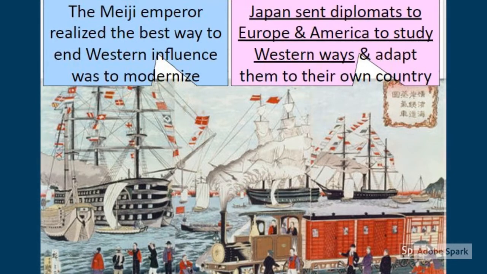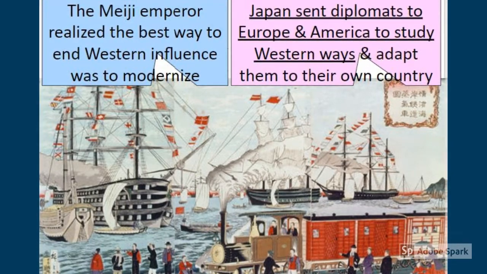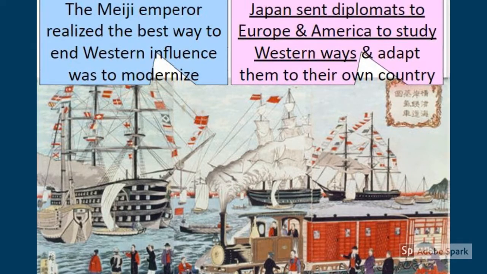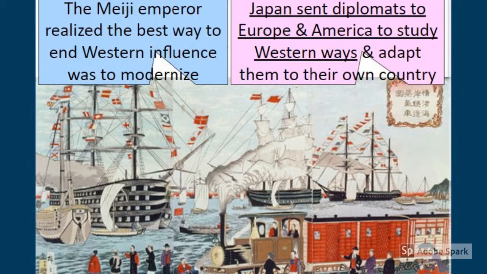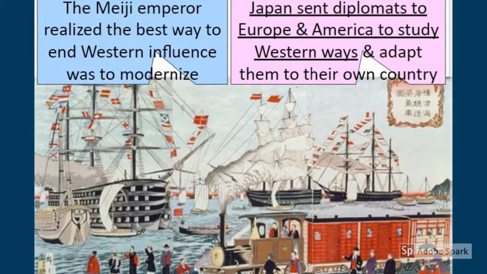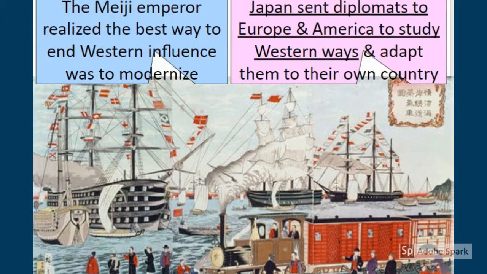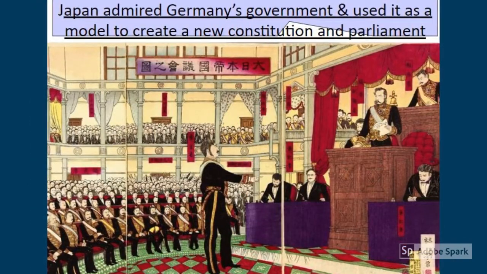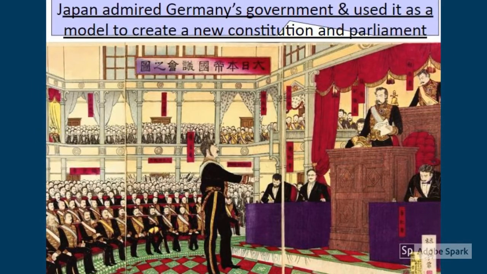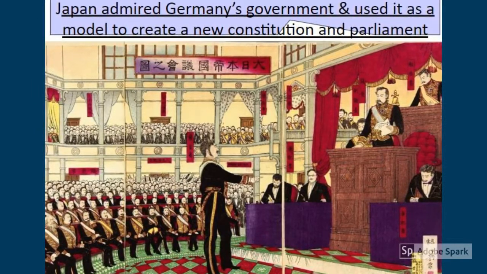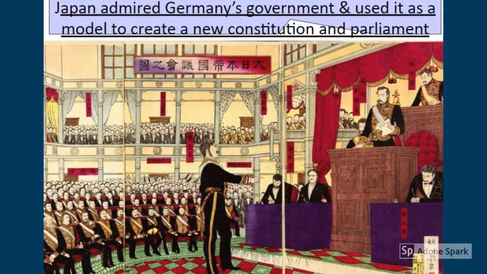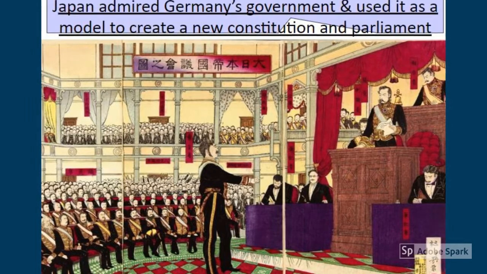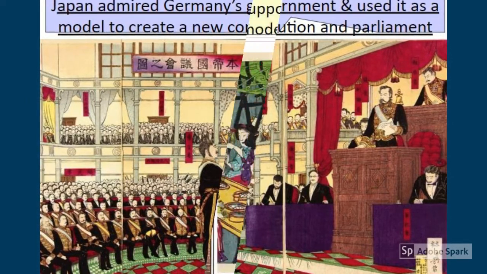The Meiji emperor realized the best way to get the West out of Japan was to modernize Japan. If they had all of the same technology as the West, then they couldn't push Japan around anymore. So Japan sends diplomats to Europe and America to study Western ways and adapt them to Japan. Here are a few examples of ideas that Japan will incorporate. The first is that they will base their constitution and parliament model off of Germany. So now, Japan went from being run by a dictatorship/emperor to having a clear constitution and representation in their government.